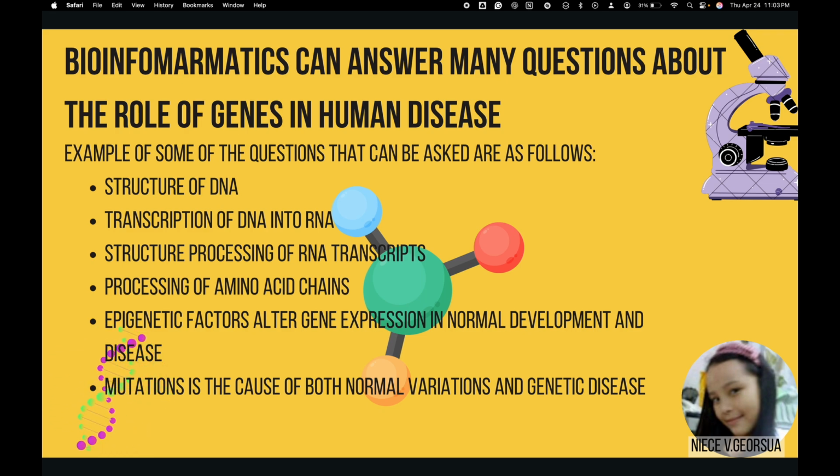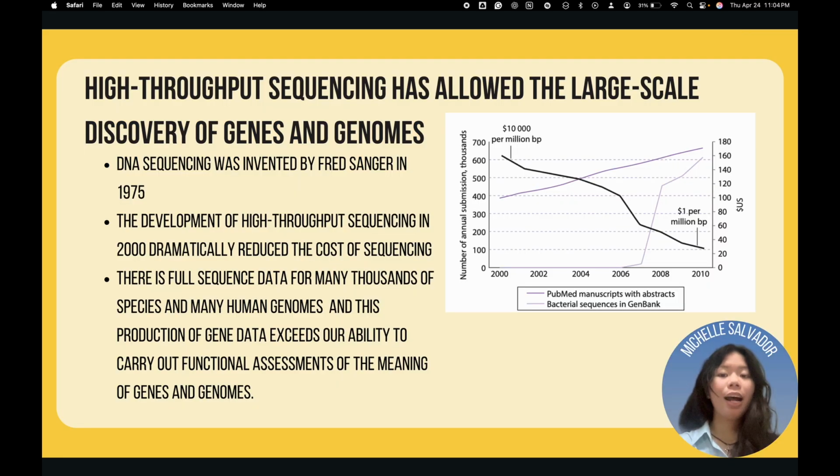Last, mutation is the cause of both normal variations and genetic disease. Mutation, changes in DNA sequences, can cause both normal genetic variation and disease, with the most common being base pair substitutions that may or may not affect protein function. High-throughput sequencing has allowed the large-scale discovery of genes and genomes. So, how did this happen?